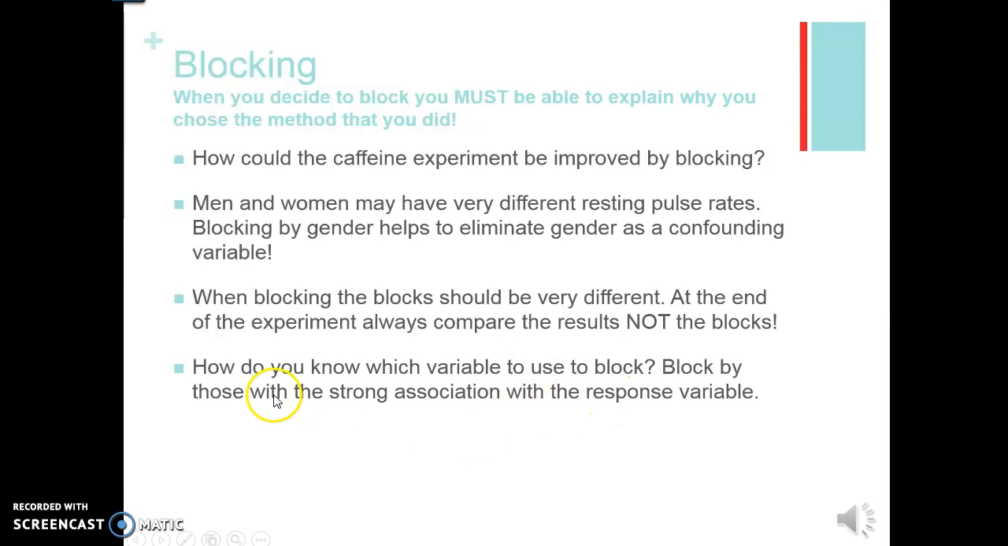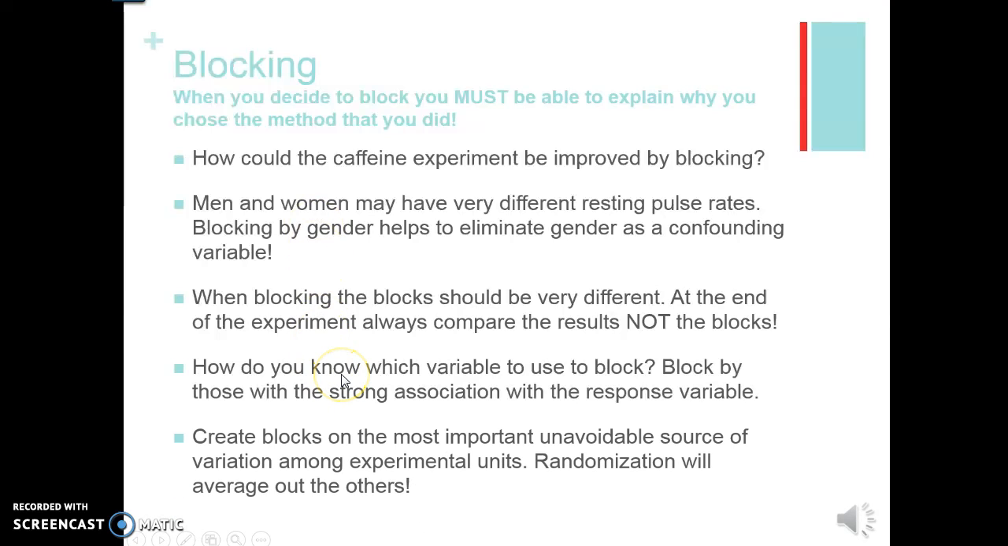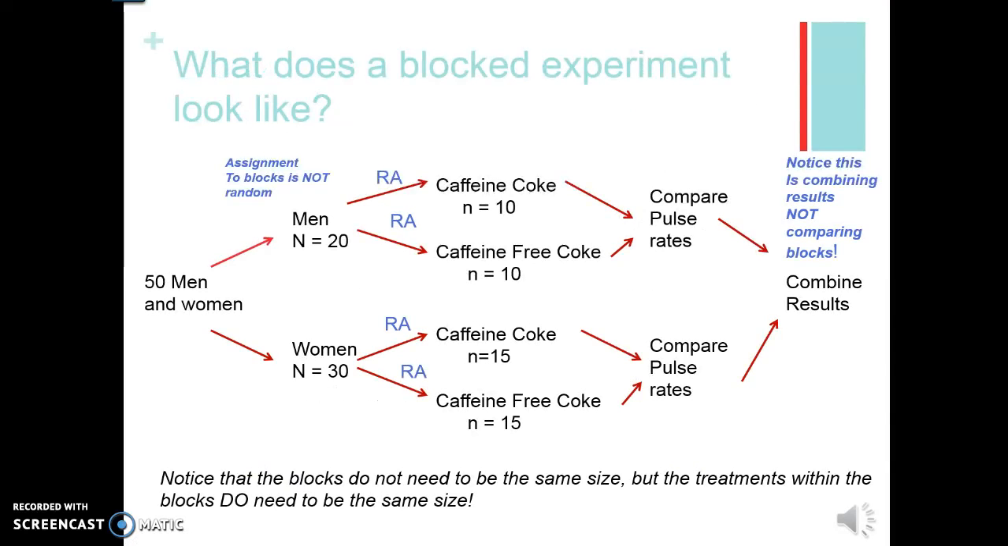And we just talked about how do we know which variable to block by? We are going to block by the variable that we think has the strongest association with the response variable. So if we think gender is really going to affect our pulse rates, then we want to block by gender. When we create blocks, we're going to create them on the most important, unavoidable source of variation. We can't change if they're male versus female. However, we can control for sitting down versus standing up. We can say everybody has to sit down. Randomization will average out everything else that you can't necessarily block for. So here's an example, okay?